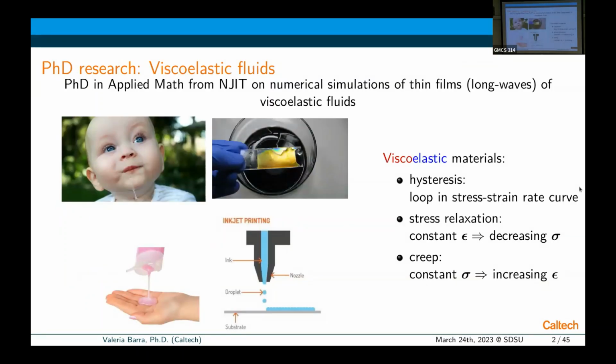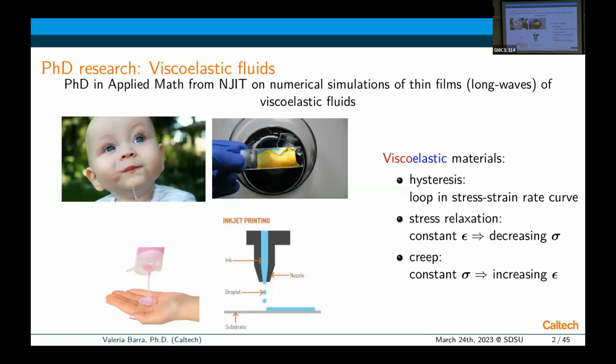I have a PhD in applied mathematics from NJIT, as he mentioned. I worked on numerical simulations of thin films. Sometimes they're also called long wave approximations, specifically for viscoelastic fluids. Why viscoelastic fluids? They are ubiquitous. They're all around us. So first of all, some of our body fluids are viscoelastic. So for instance, blood, mucus, or saliva. Or you can find them in the kitchen or in the bathroom, for instance, shampoo or toothpaste.